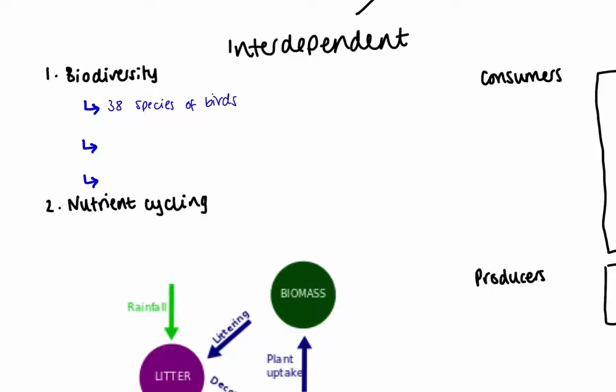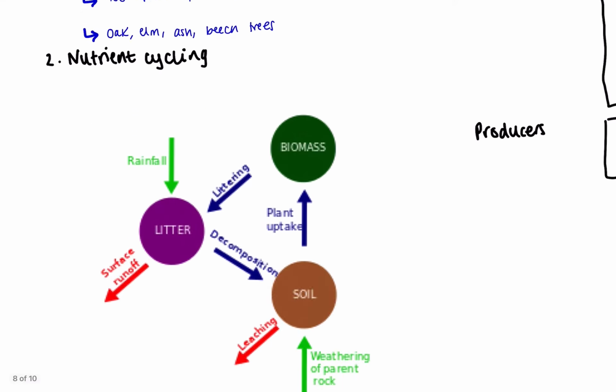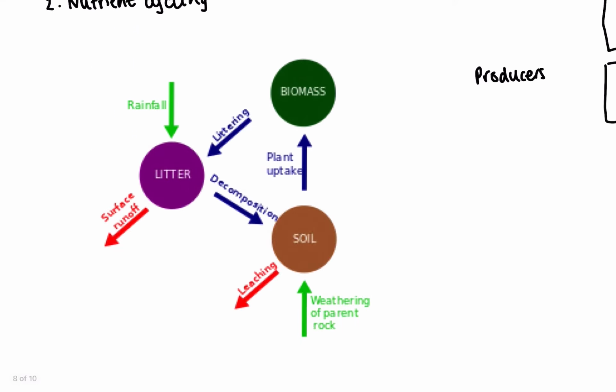So we know birds are something that exists because we've already had a little look at our food web. They've got about 700 species of fungi, so you think things like mushrooms, for example. And then last but not least, there's quite a wide range of trees. In particular, we find lots of oak, elm, ash and beech trees here, all of which help to provide the foundations, if you like, for this ecosystem. And we'll talk about exactly why now when we have a little chat about nutrient cycling.